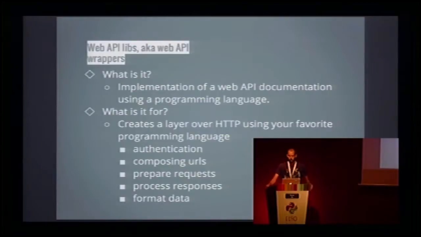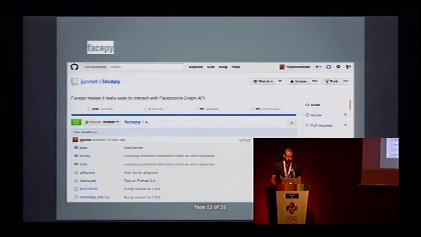Some things that are basic to an API wrapper are authentication. It should be able to compose URLs. It should be able to prepare requests before you actually make them. And it should be able to process responses and format data. All right, so if you are talking with an API that returns JSON, it should be able to convert JSON to a native format. So if you are talking Python, that will probably be a dictionary.